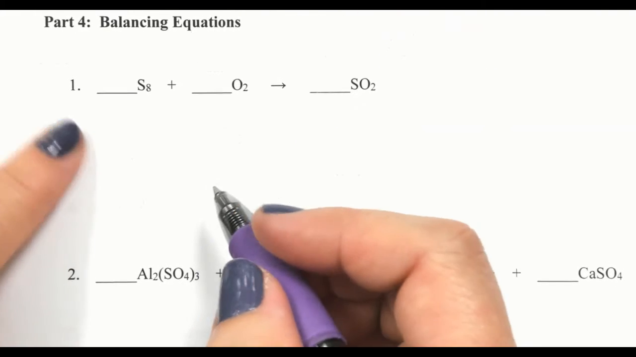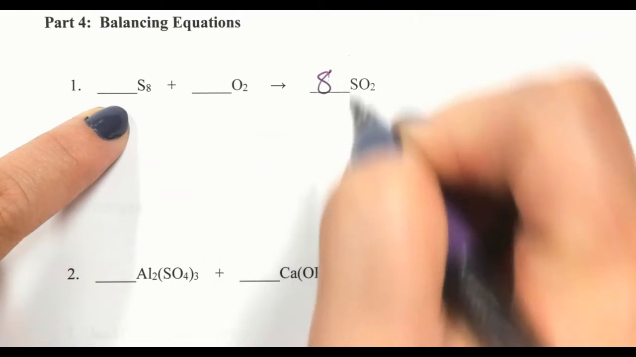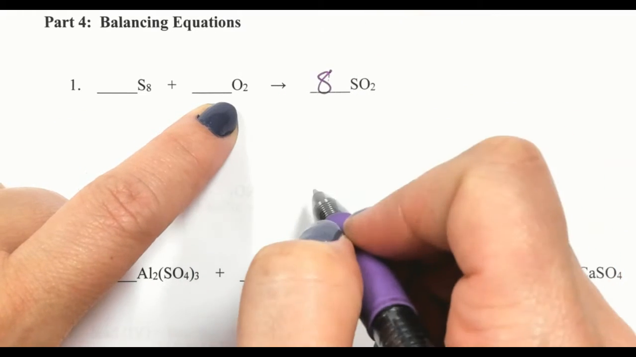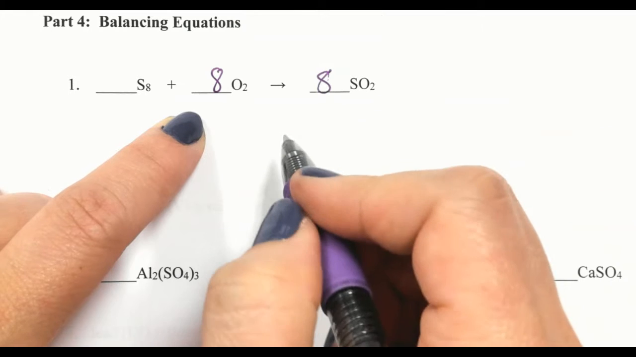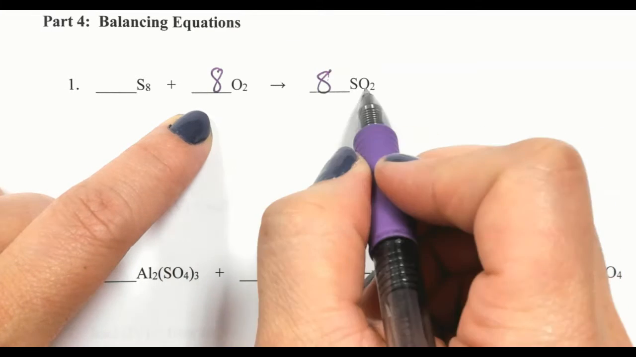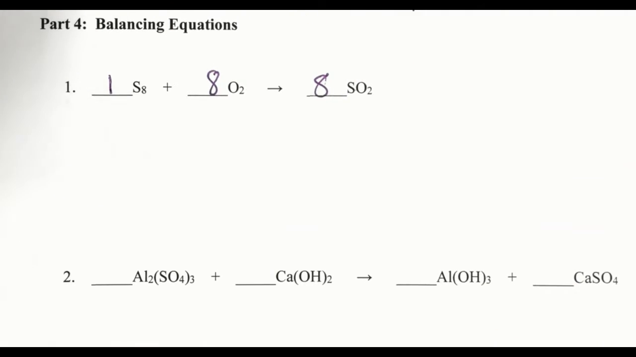For part 4, we have 8 sulfur versus 1 sulfur, so I'm going to fix it with an 8. And now we have 2 oxygen, 8 times 2 is 16, so if I have an 8 here, now I have 8 times 2 is 16 oxygens on both sides, and 8 sulfur, so we're going to put a 1 there, and that one's finished.